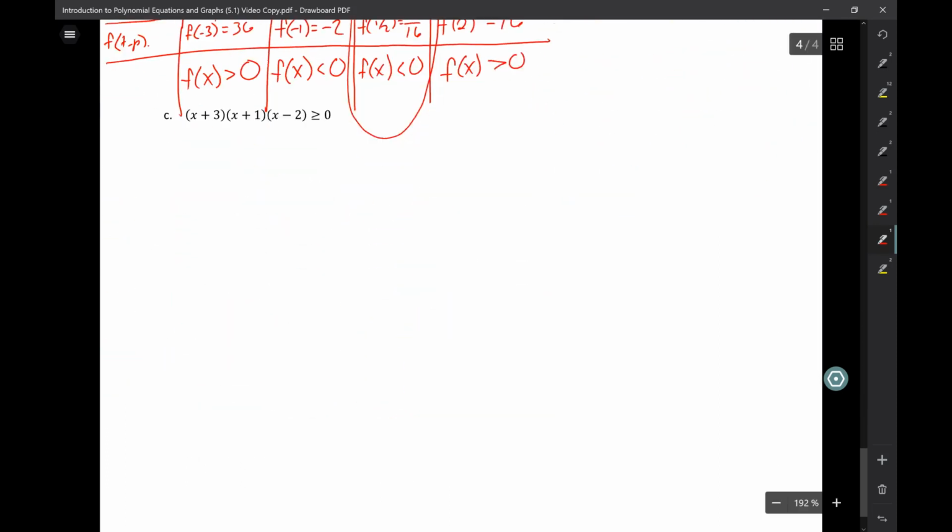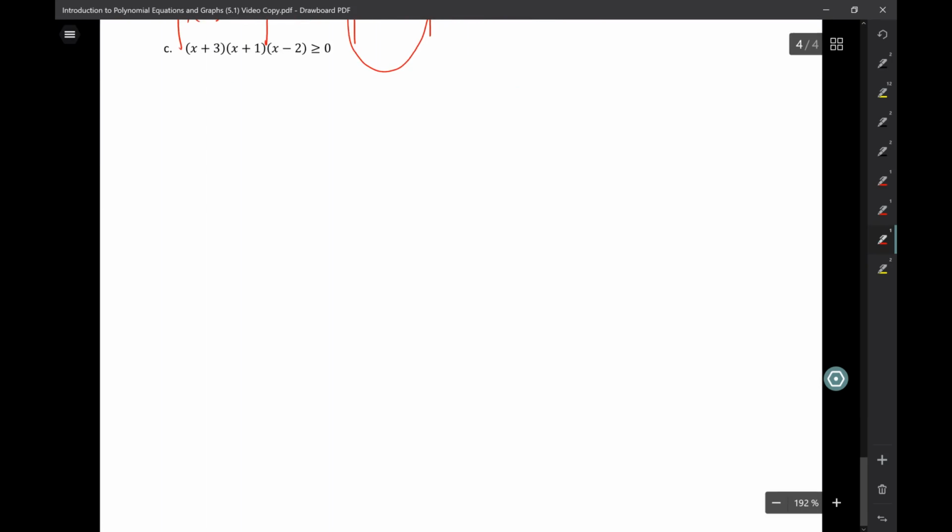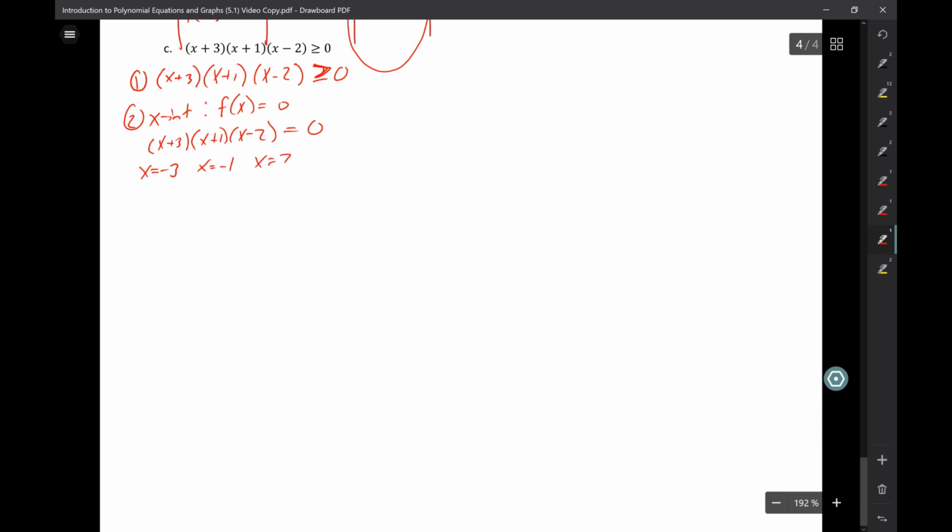Finally, what we have is this inequality. Notice that they were good to us this time, and they gave this to us in factored form first, so we don't have to factor it out. But we still have to find the x-intercepts. First, we already see that the right-hand side is 0, so we don't have to do any manipulation to this. Therefore, the second step is to find the x-intercepts, and we do that by setting the function equal to 0. So we'll have x plus 3 times x plus 1 times x minus 2 is equal to 0. So that means x is equal to -3, x is equal to -1, and x is equal to 2.